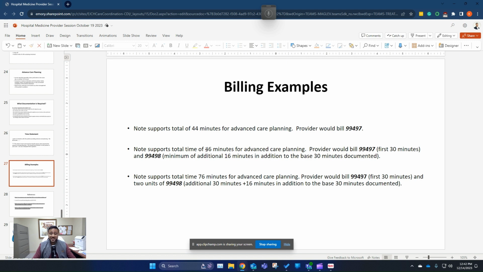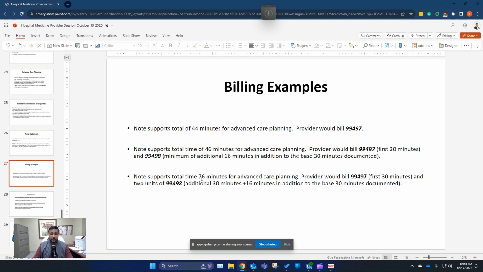If you put 46 minutes in there, now you spent the total 30 plus an additional 16, which is the minimum for that 99498. And sorry, this is getting confusing in my head, but essentially because you spent 46 minutes, you can now bill the 99497, which is the first 30 minutes, plus the 99498, which is a minimum of additional 16 minutes in addition to the 30 minutes that was documented with the original 99497. And then the note supports the total time, which is 76 minutes for advanced care planning.